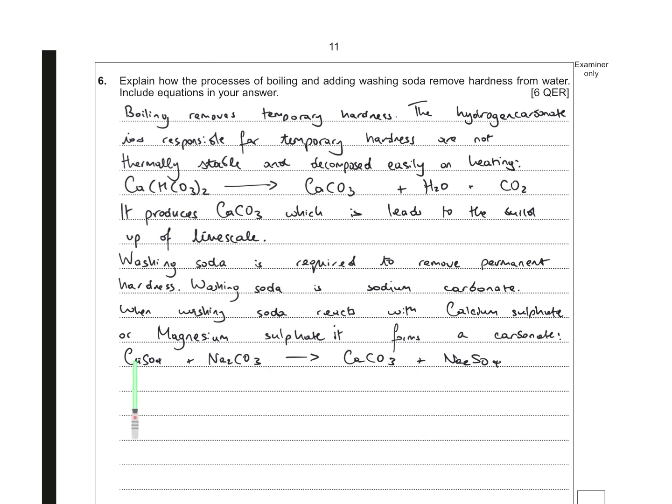So remember what we saw earlier in this paper. When we're trying to form equations, we can simply swap the metals around. So look, rather than having calcium sulfate, we've got calcium carbonate, and instead of sodium carbonate, we've got sodium sulfate. Big things to remember here: the temporary hardness is hydrogen carbonate, and permanent hardness contains calcium sulfate. But all types of hard water contain calcium or magnesium.